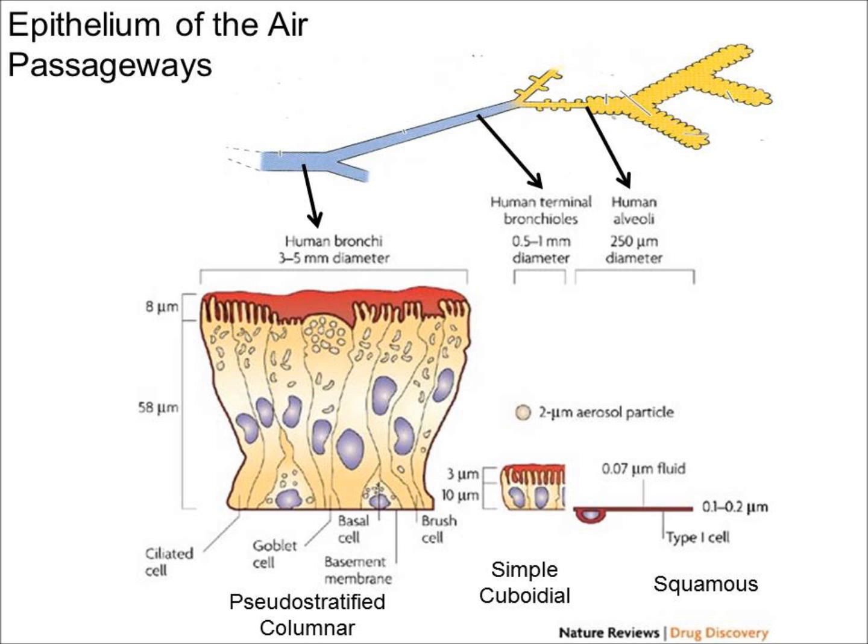Remember that the term simple means that it is only one cell layer thick. Finally, the bronchioles give way to the alveoli, where the epithelial cells become simple squamous. As I said before, this is very thin and allows gases such as oxygen and carbon dioxide to diffuse through them.